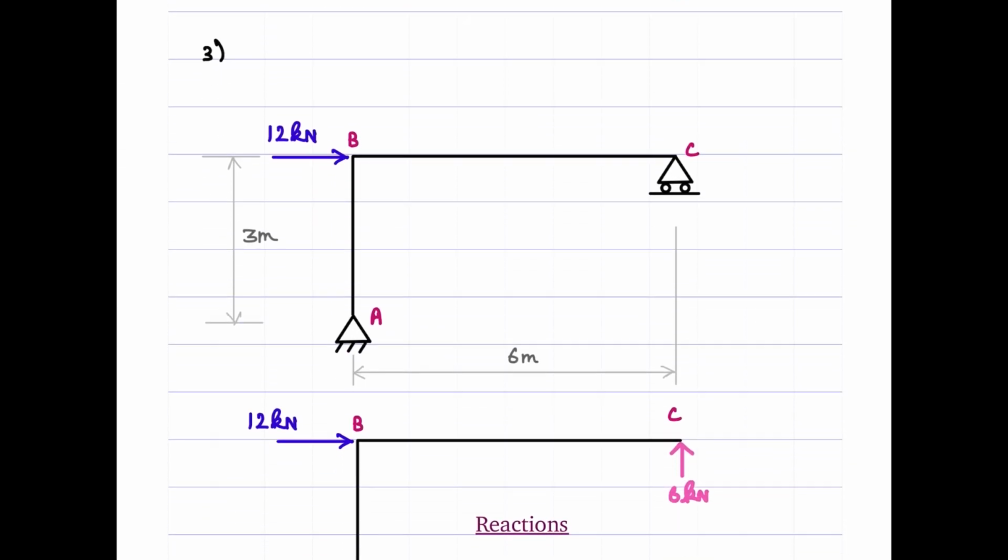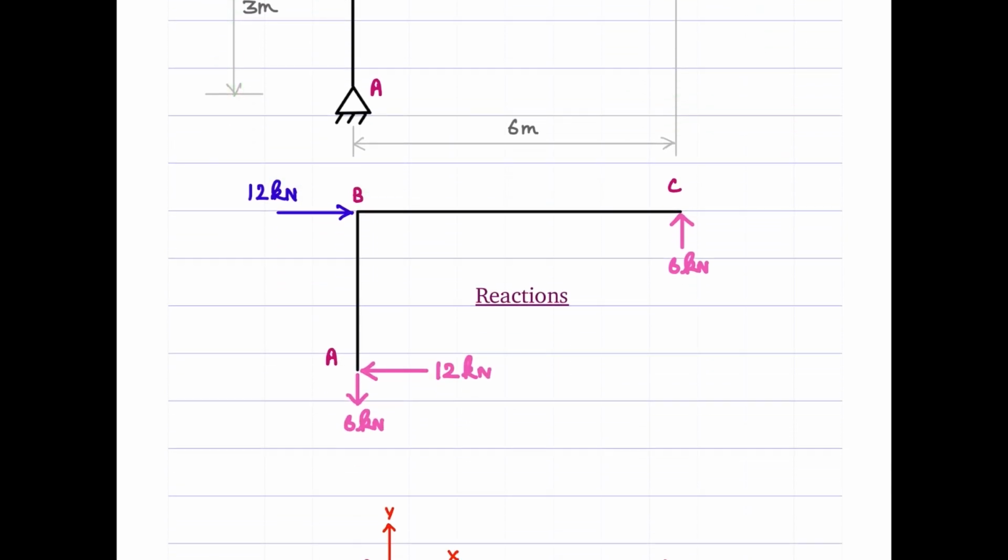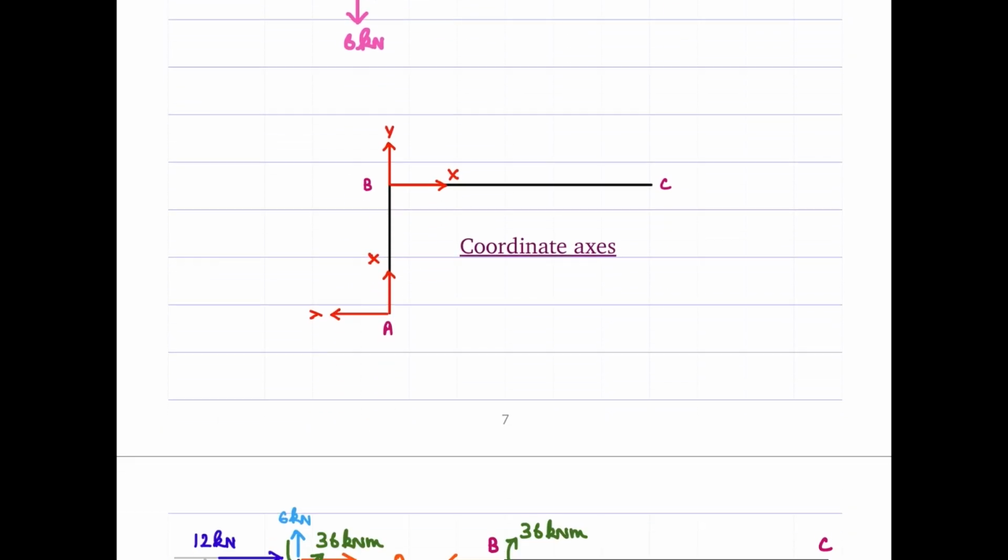Finally, we'll go to the third problem. We have again a simple frame shown here, a lateral load acting here, right? The first step is to determine the support reactions. You have this horizontal force here, therefore there will be a horizontal reactive component as well here. So you can directly find the reactions, then mark your coordinate axes.